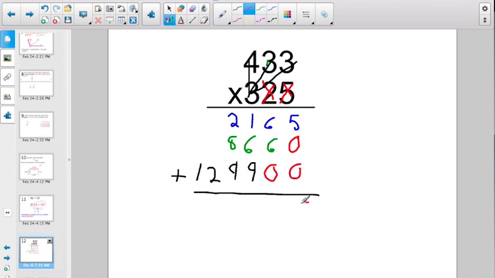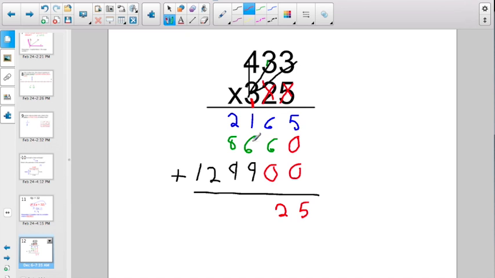5 plus 0 plus 0, that's got to be 5. 6 plus 6 is 12. I'm going to write down my 2. I'm going to carry 1 right here. Not back up here in the multiplying, just right up here where I'm adding.